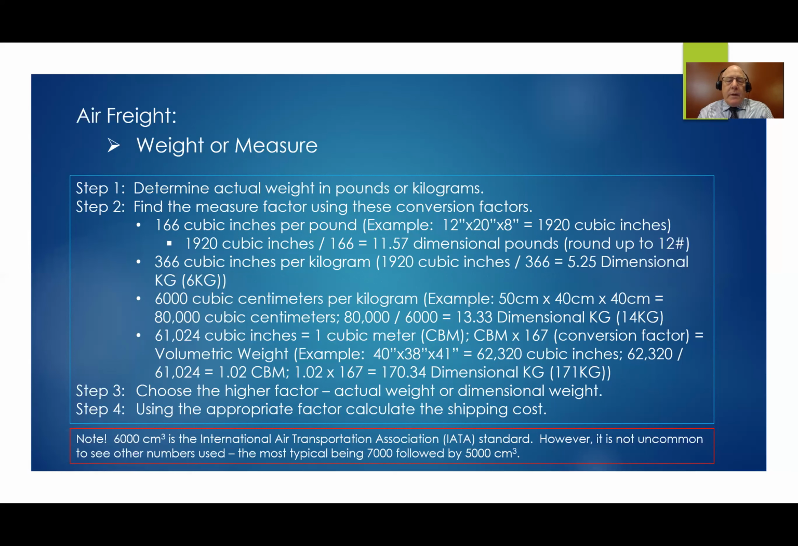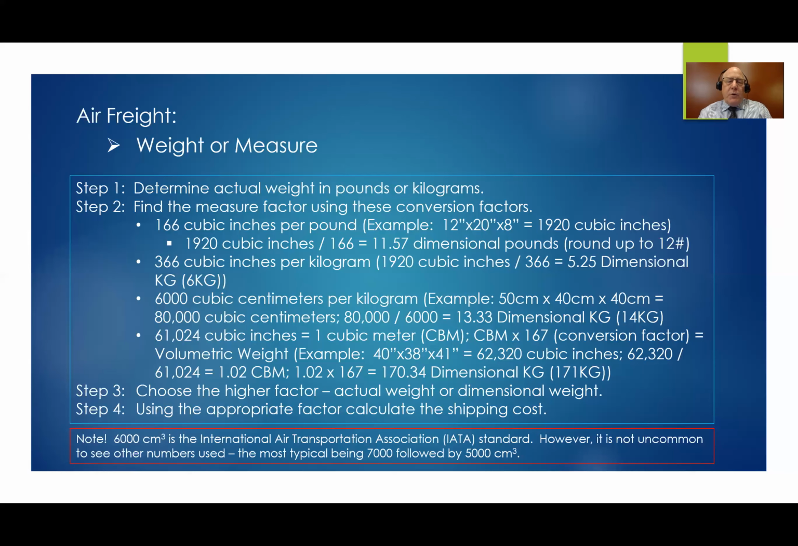So 166 cubic inches is equal to a pound, or a volume pound. In this example, 12 inches by 20 inches by 8 inches gives us 1,920 cubic inches. If we divide the 1,920 cubic inches by 166, we get 11.57 dimensional pounds. The industry does not use fractional amounts. You're always going to round up to the next whole number, so in this case it would be 12 pounds. So if your product weighed 10 pounds, but the dimensional weight was 12, it would ship as 12 pounds.